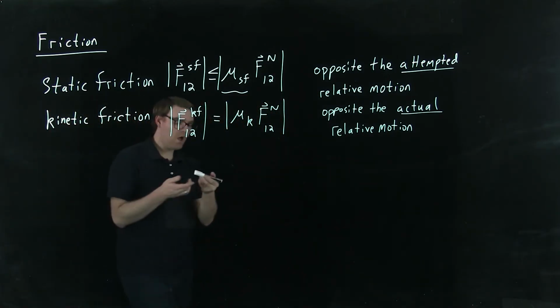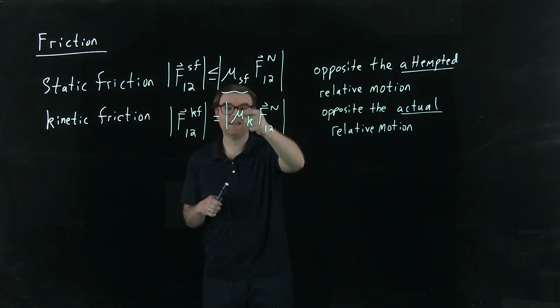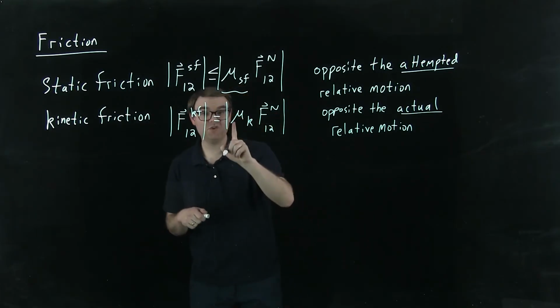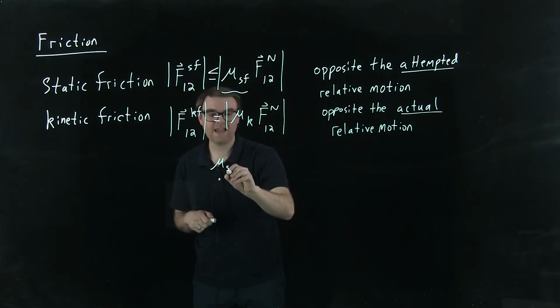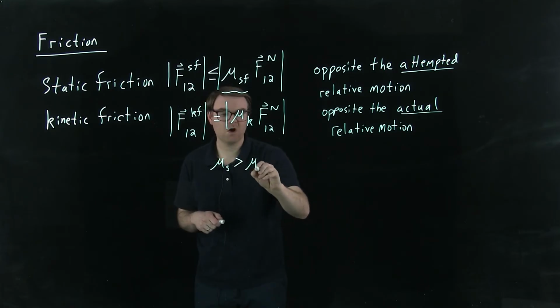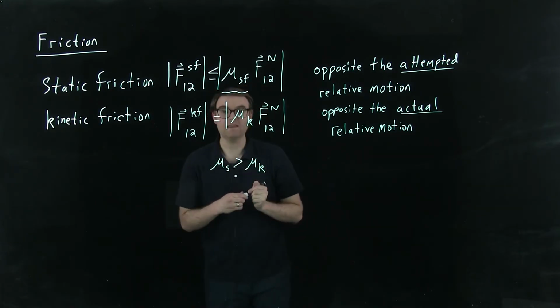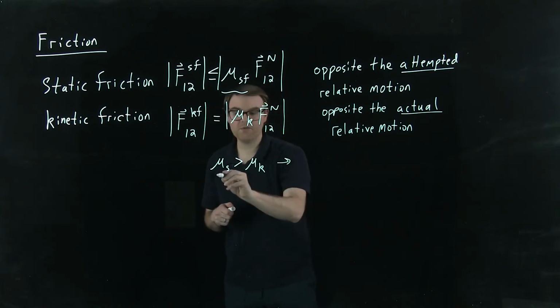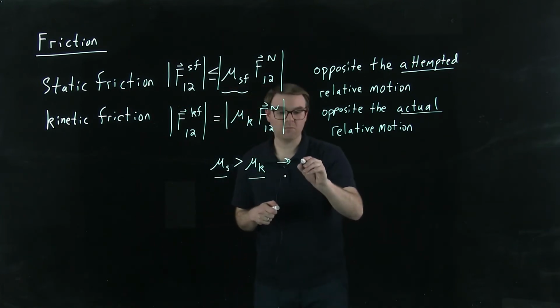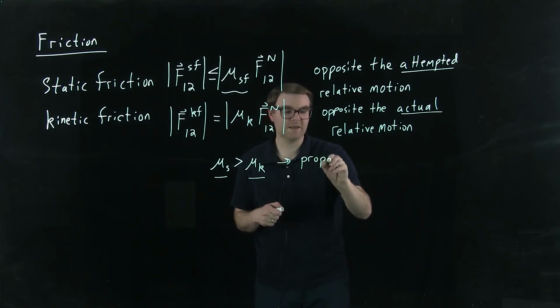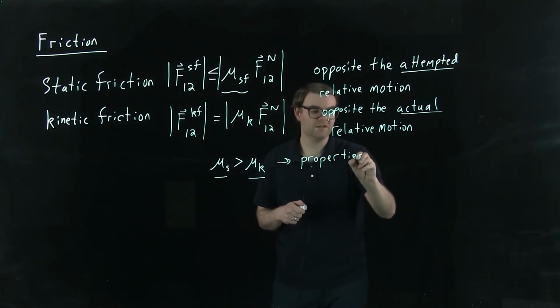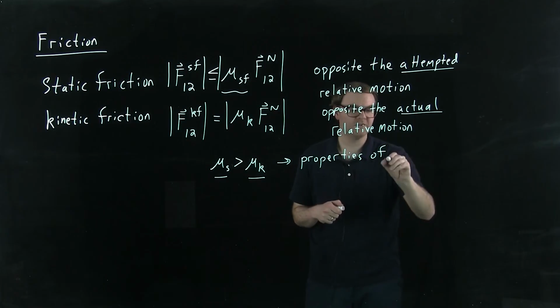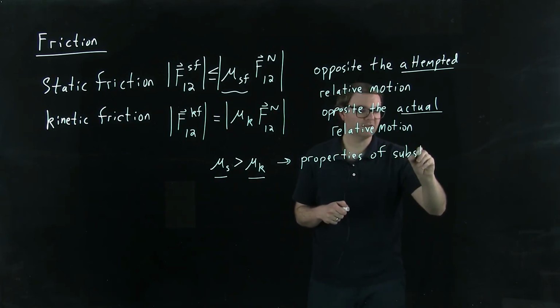One last fact to know about the coefficients of static and kinetic friction is that, in general, the coefficient of static friction is greater than the coefficient of kinetic friction for any medium that you have. And this coefficient, both the mu s and the mu k, are properties of the substance that is interacting. So these are properties of whatever you have interacting with each other.